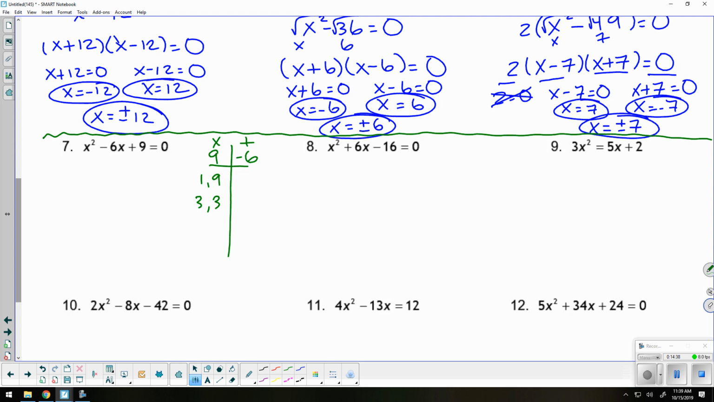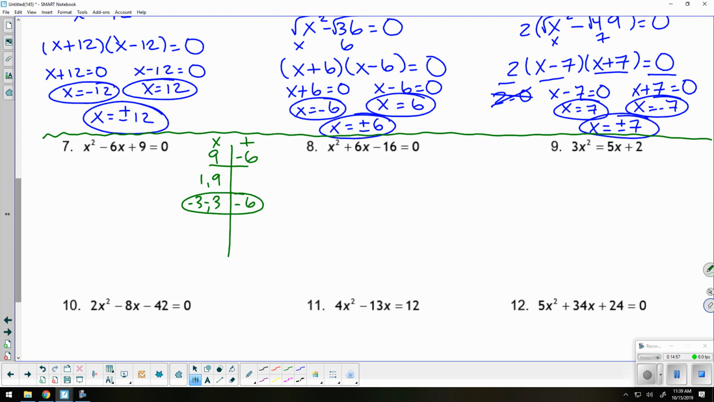When I add those two numbers together, they have to add to be negative 6. Well, it's obviously going to be 3 and 3. But to get a negative 6, they would both have to be negative. Keep in mind that a negative times a negative is a positive, but when you add these, it is going to be negative 6. So we got our two lucky numbers.